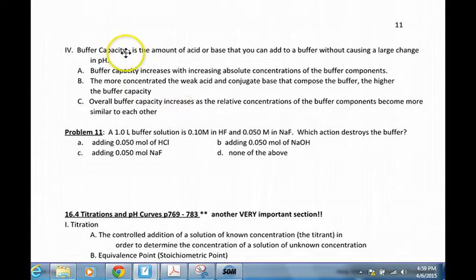So really, the buffer capacity is a combination of the two topics that we started this whole series in section 16.3 all about, those two terms, the relative abundance and the absolute abundance.